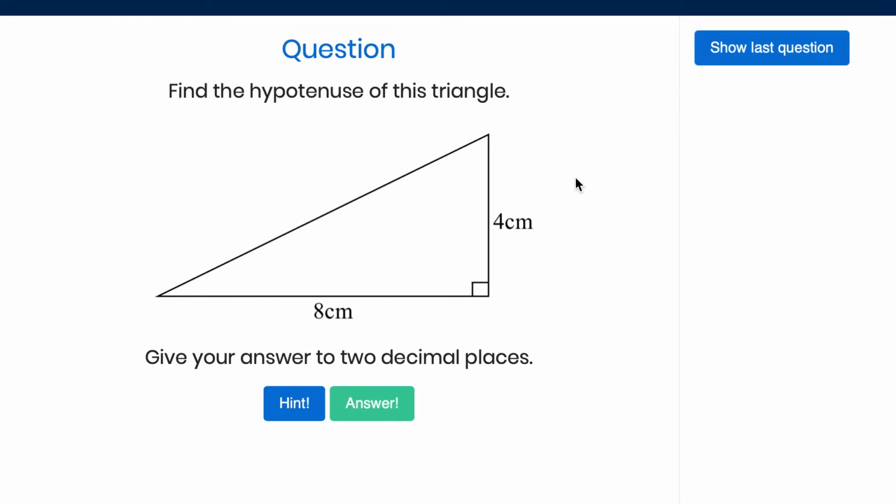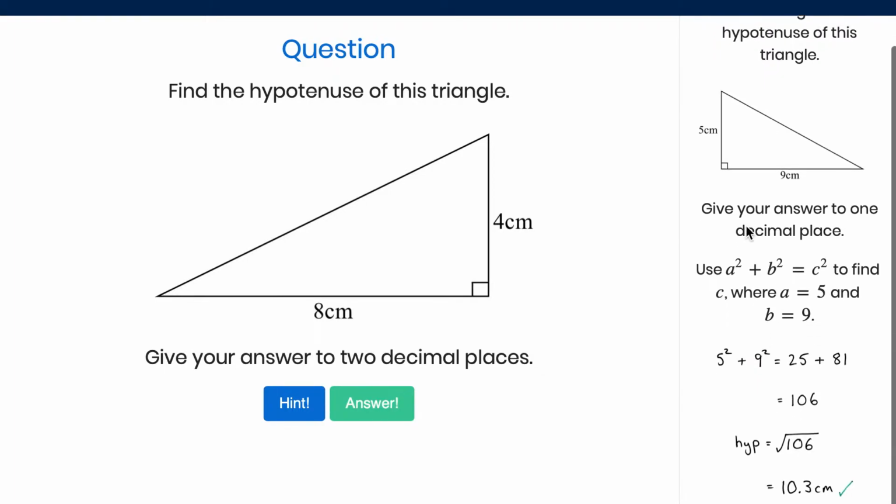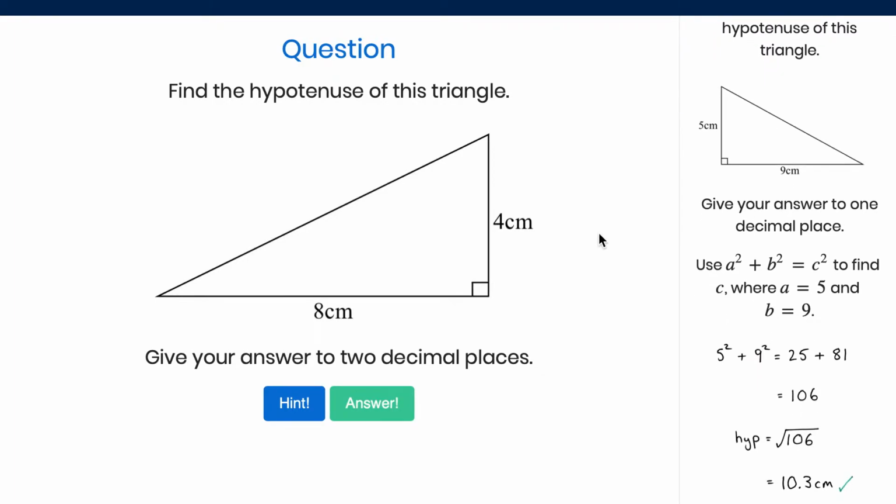Find the hypotenuse of the following right-angled triangle. Follow the method from the last question shown here on the right-hand side. Pause the video now and have a go. Okay, so here is the answer.